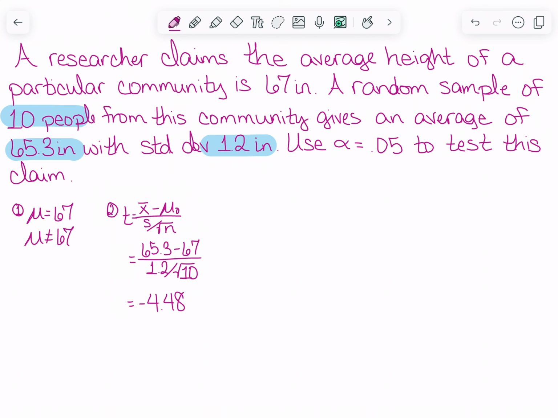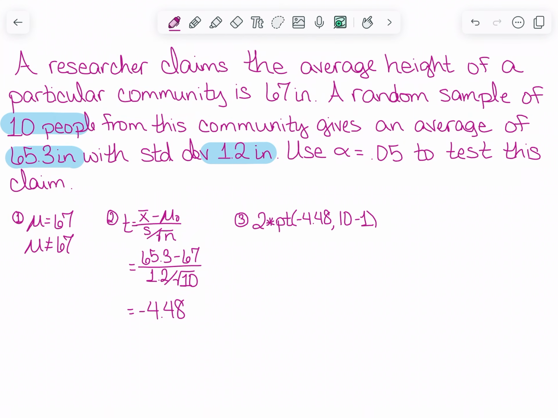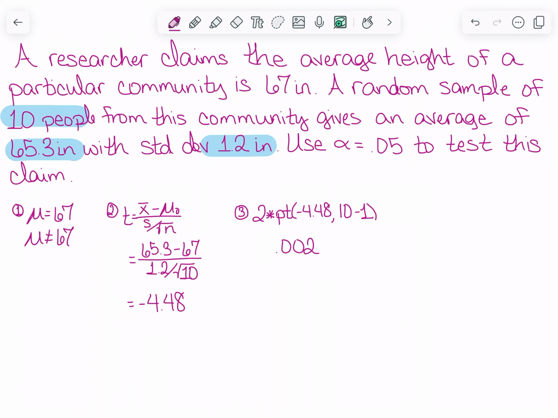Next, I need to calculate my p-value. Since this is a not equal to test, I will do 2 times pt of the negative t-value. Since it was already negative, I'll just input negative 4.48, comma n minus 1, in this case 10 minus 1. Inputting this into R and rounding to 3 decimal places gives me the value of 0.002.